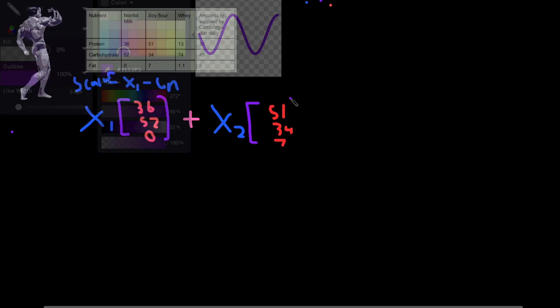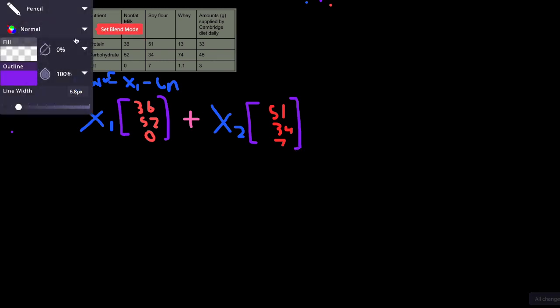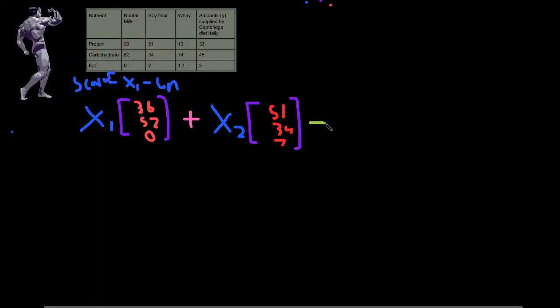Again, we have a scalar multiplied by a vector quantity. I'm going to use a completely different color, and we're going to use x3 here. Finally, x3 represents whey. We'll go ahead and finish this drawing.